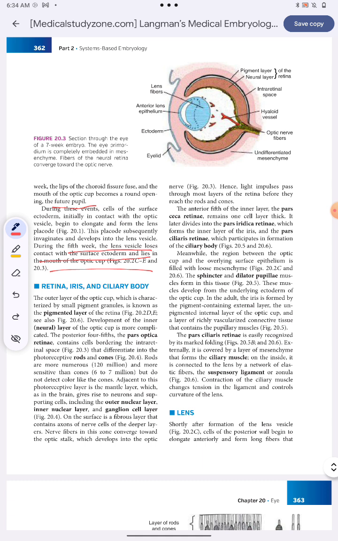The posterior four-fifths, the pars optica retina, contains cells bordering the intraretinal space. These differentiate into rods and cones, and rods are more numerous than cones. Rods are for black and white vision, and cones are for color vision. Adjacent to these photoreceptor layers is a mantle layer, which is formed by the neurons. This is the outer nuclear layer, inner nuclear layer, ganglion cell layer, and outer and inner plexiform layers.